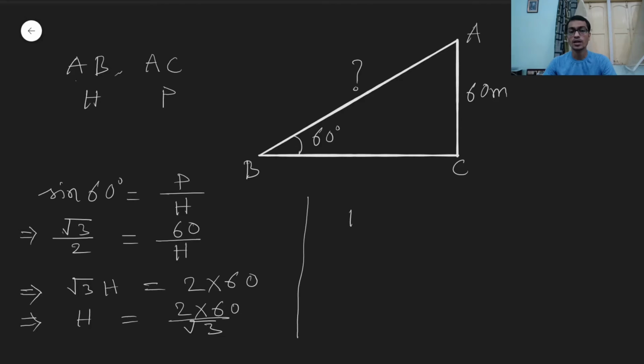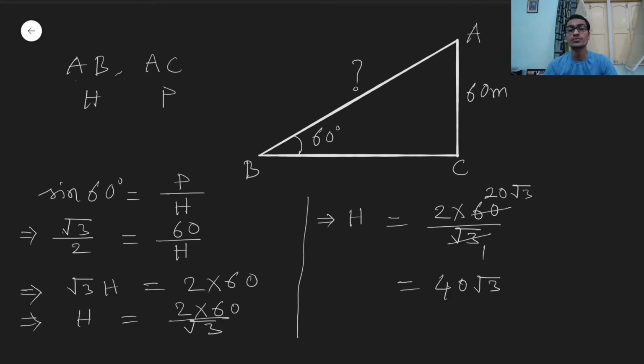We will simplify this. So h equals 2 into 60 divided by root 3. If we divide 60 by root 3, we get 20 root 3. Actually 20 into 3 is 60, and 3 can be written as root 3 into root 3, so one root 3 is cancelled out. So h equals 2 into 20 root 3, that is 40 root 3. So the length of that string is 40 root 3 meters.